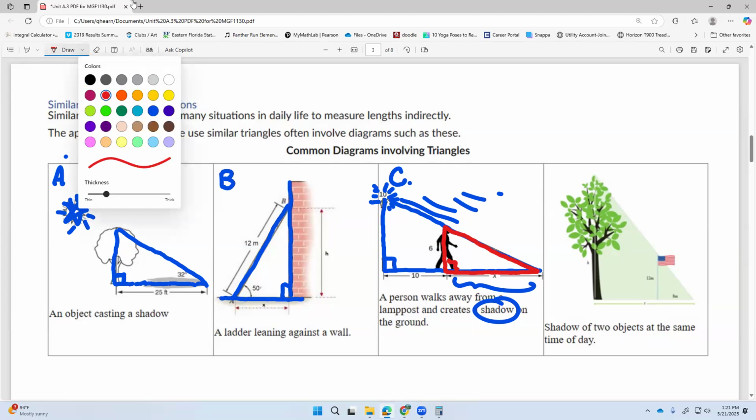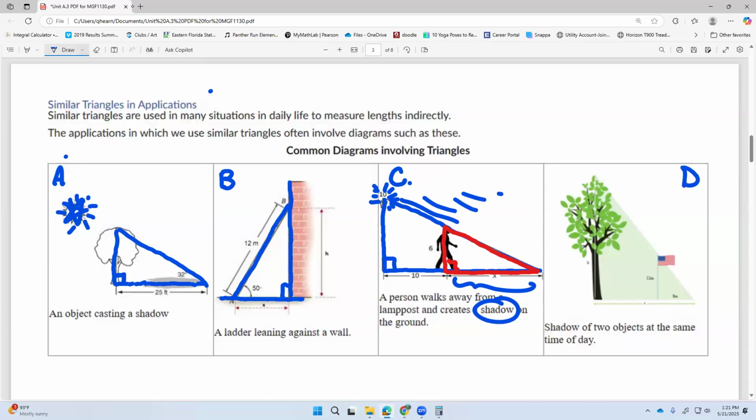Here's a similar diagram that we would need to be able to draw in diagram D here. It's again an object casting a shadow, except we're talking about two different objects. So the shadow of two objects at the same time of day, and the tips of their shadows both meet at the same point. So here's the sun up here shining down, and the tree is one of our two objects forming a right angle with the ground.